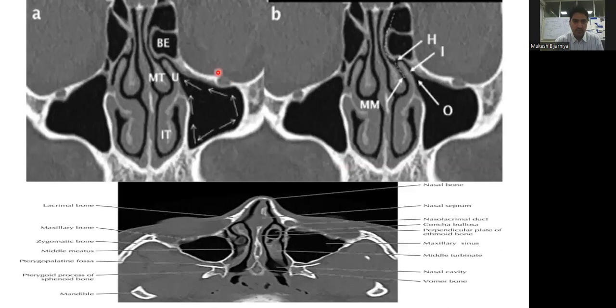This is the coronal plane CT showing the drainage of the maxillary sinus. This is the uncinate process, middle turbinate, bulla ethmoidalis, and this is the infundibulum, hiatus semilunaris, and it drains into the middle meatus.